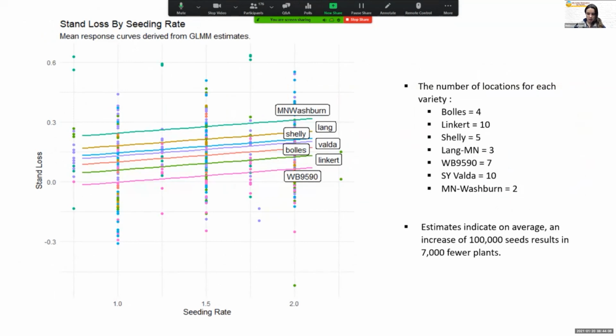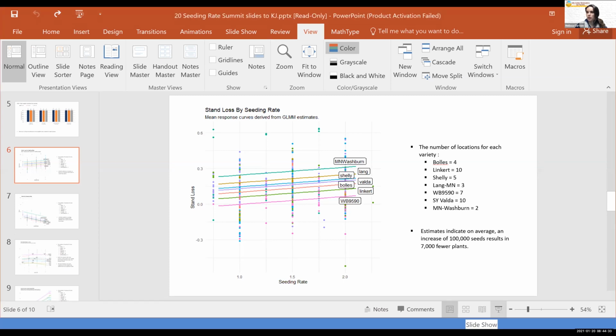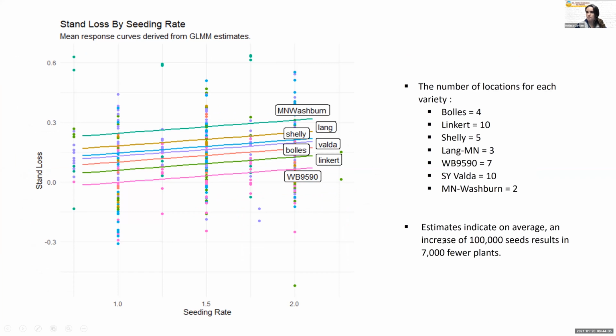And so for this part, I'm going to turn it over to Kyle Jory, who's a research assistant with the U of M Ag Department. I'm going to stop sharing and he's going to take it over here. He was able to run some response analyses on all of the data that we have collected thus far. So I'm going to let Kyle take it over and explain what he was seeing related to emergence and stand loss and our yield responses too.